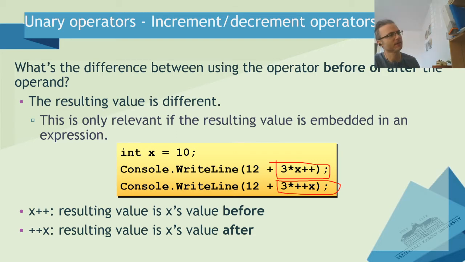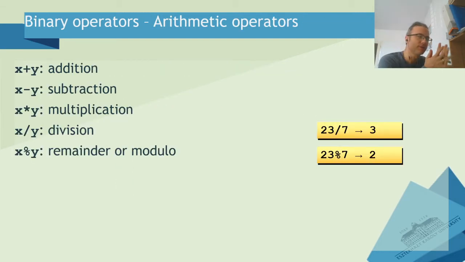Okay, then let's continue with other binary operators, because there is a bunch of binary operators, not only in C# but in any programming language. So of course you already know the so-called arithmetic operators: addition, subtraction, multiplication, and so on.